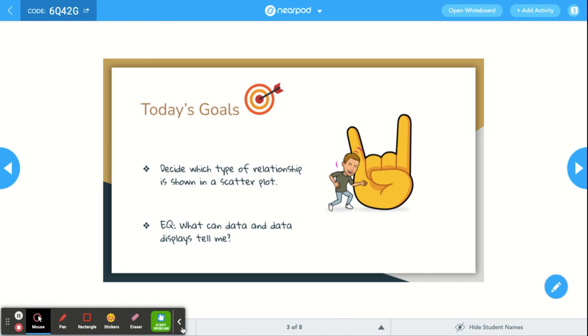So, the goal of today is right here: to decide which type of relationship is shown in a scatter plot. We'll talk a little bit about what a scatter plot is and the different types of relationships that there are. And then the central question is, what can data and data displays tell me?